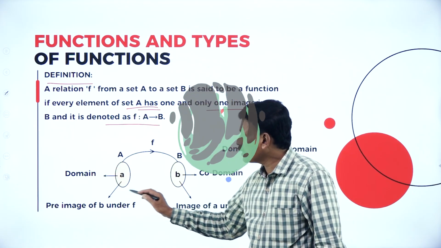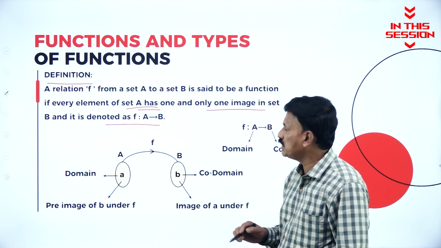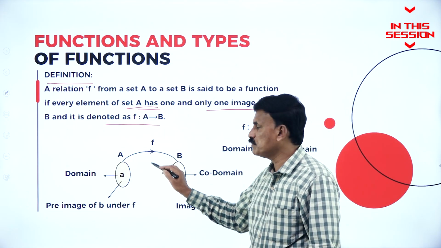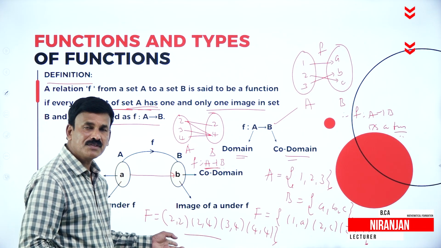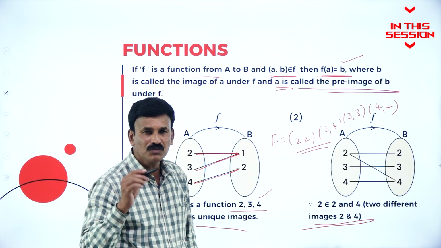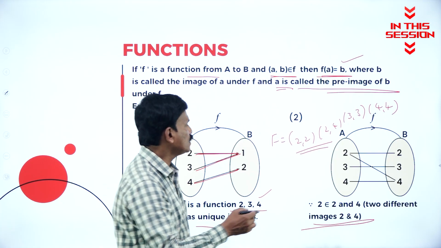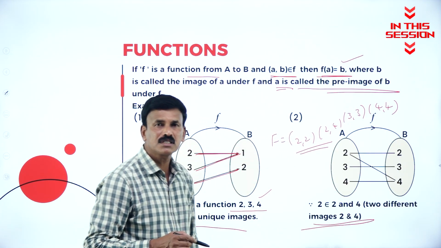If every element of the set A has one and only one image in the set B, it is denoted as F from A to B. The two ordered pairs (2, 2) and (2, 4) have the same first element, 2. Therefore, this is not a function. According to the definition, there should be a unique association. Here there are two associations, 2 to 2 and 2 to 4. Therefore, this is not a function.